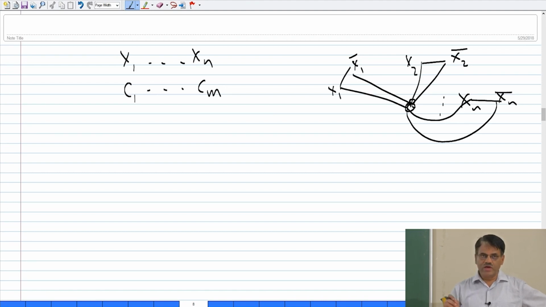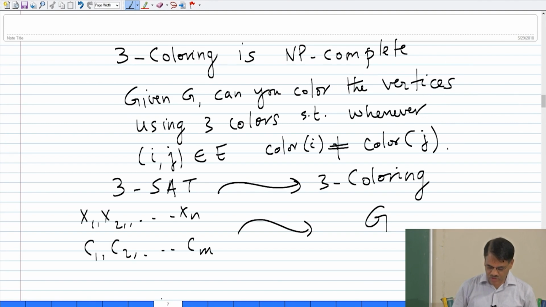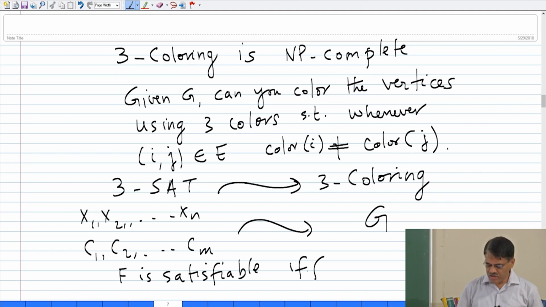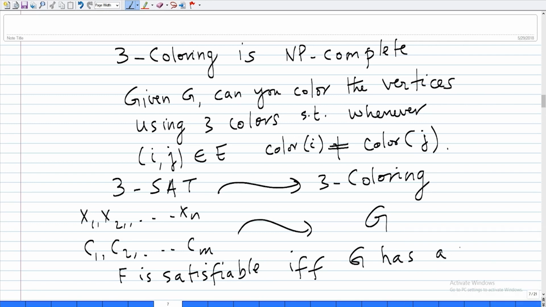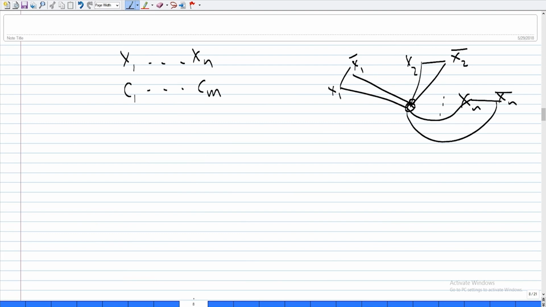But the important thing is, what is my goal? The goal is that f is satisfiable. I want to construct my graph in a way that, that's my goal, right? So in particular, from a 3 coloring, I want to be able to get a satisfying assignment.